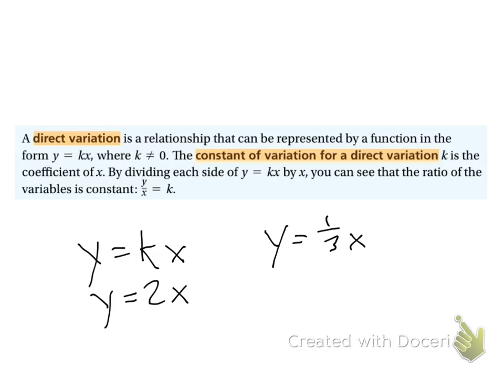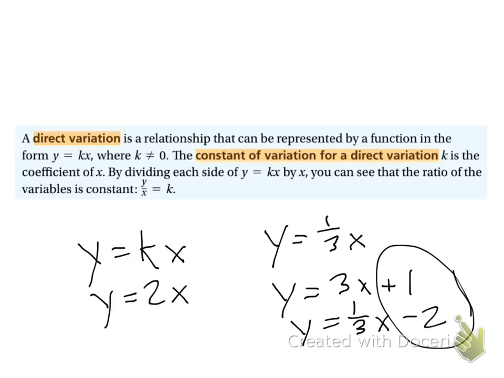That's a direct variation. One that's not a direct variation would be something like y equals 3x plus 1, or y equals 1/3 x minus 2. We can't have this extra stuff here. We can't have the adding and subtracting. We only want the number with the x.